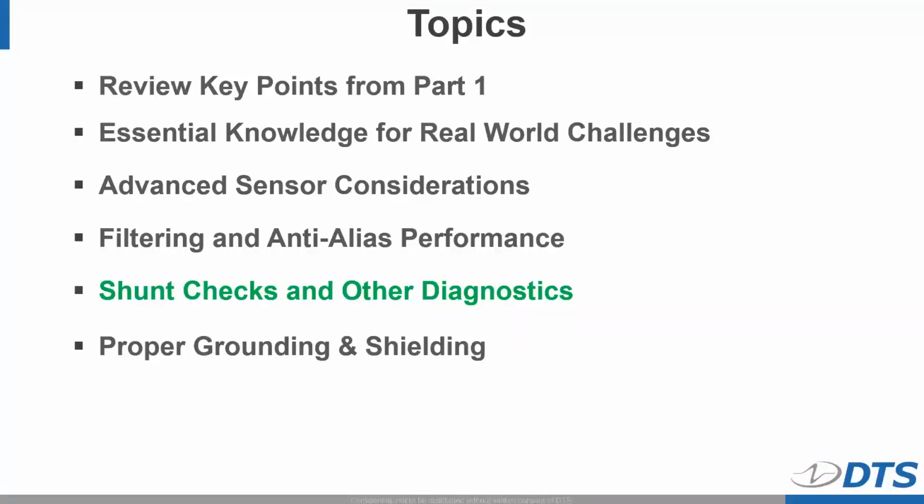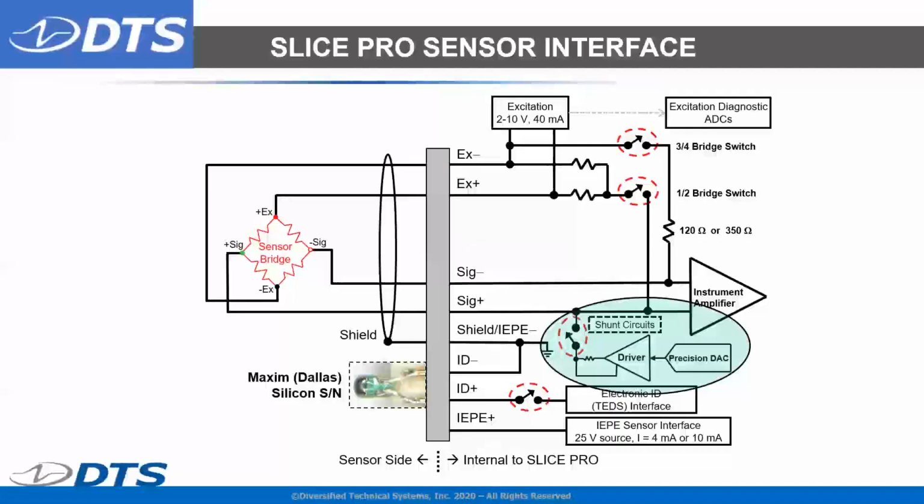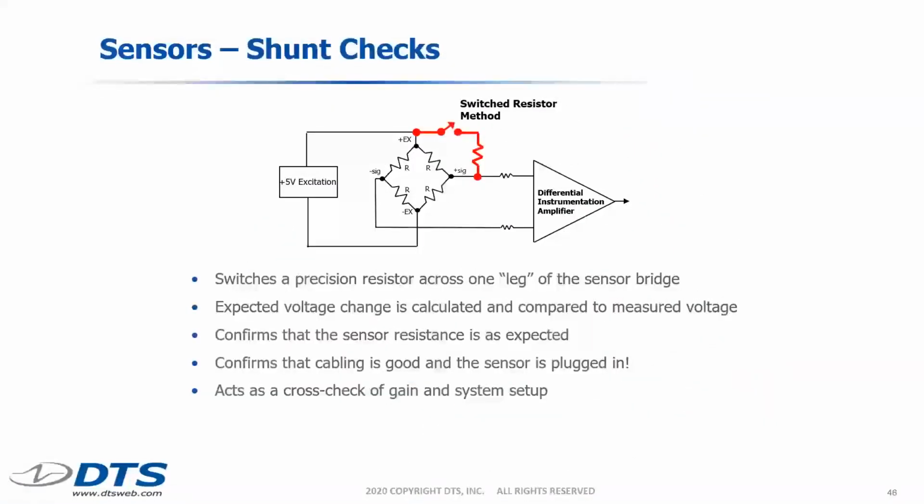Let's move on to a discussion of shunt checks and other diagnostics. Shown here is the sensor interface for our SLICE Pro data acquisition system, and we're going to focus specifically on the shunt circuit. Shunt checks have been around for decades. As long as I can remember, test engineers have used what we refer to as the switched resistor method. In this method, we actually take a precision resistor and we momentarily switch the resistor across the Wheatstone Bridge.